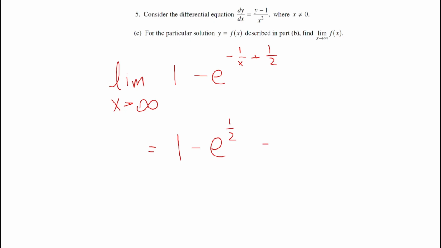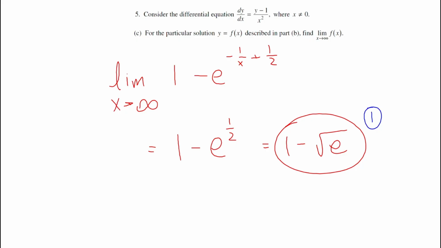This answer here is just perfectly fine. If you prefer to write it as 1 minus root e, that's good too. And you get 1 point for correctly finding that limit. And that's the end of this differential equation FRQ, which was number 5 from the 2008 AP Calculus AB exam.